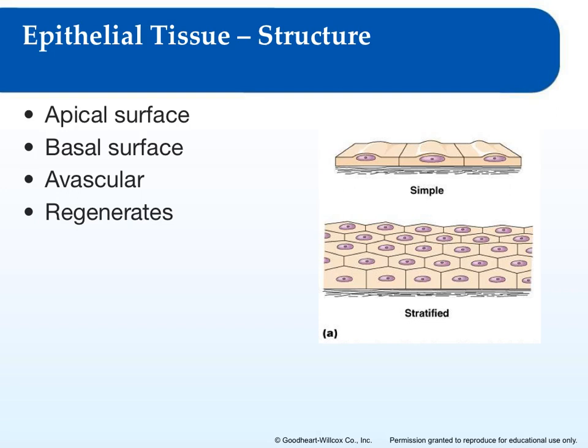So this is our generic structure of all epithelial tissue. Our generic structure of epithelial tissue is that it's going to have an apical surface. This apical surface is what we call the free surface. It is the surface that is exposed. If you remember, this tissue is found covering things. So if it's found covering something, there's going to be an exposed or free surface.